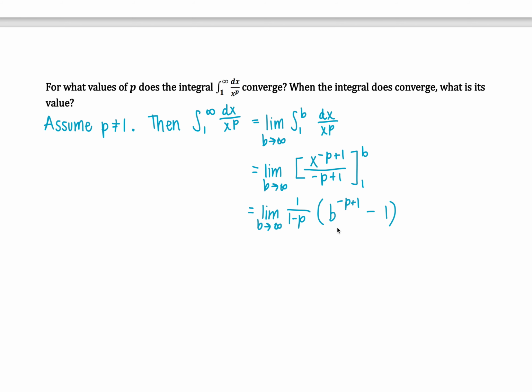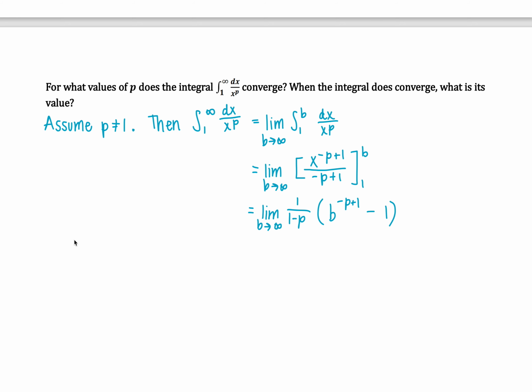And that would be all well and good. We could easily take the limit. But what if p is something smaller than 1? What if p is negative 2? Then we'd have negative negative 2, or positive 2, plus 1. That'd be b to the third power. Well, as b goes to infinity, so would that. So we need to further break this down.